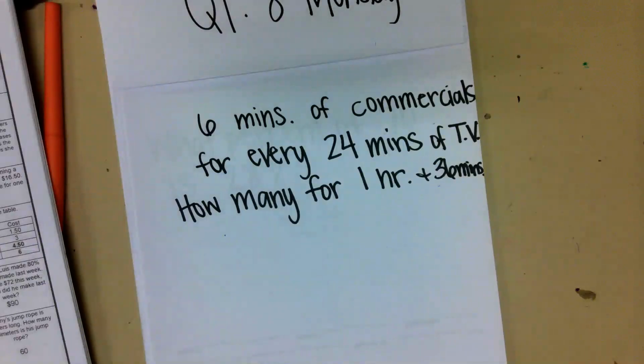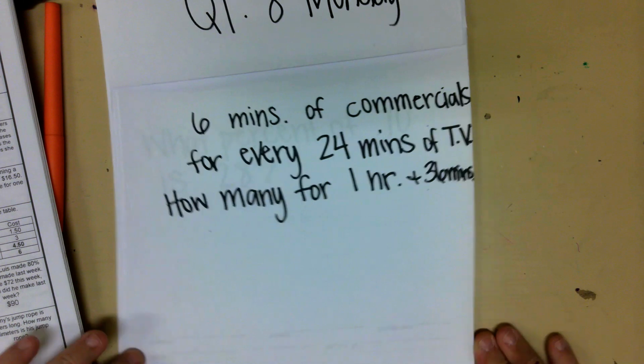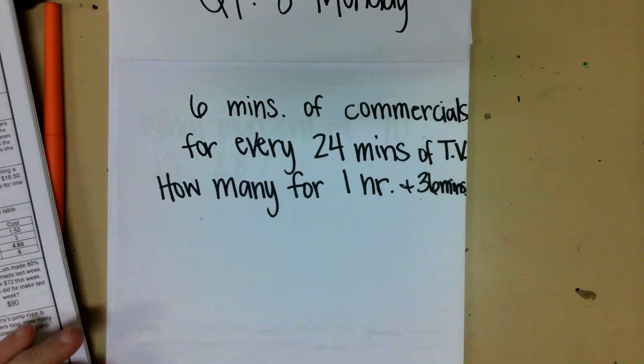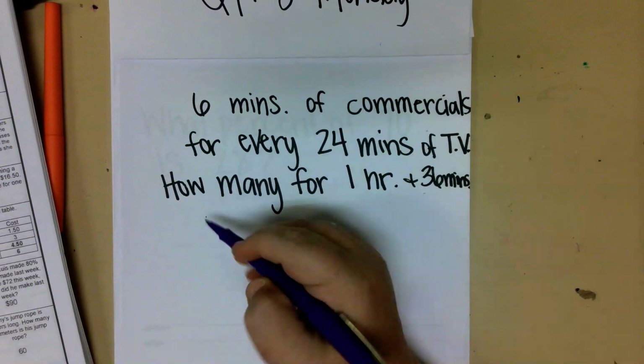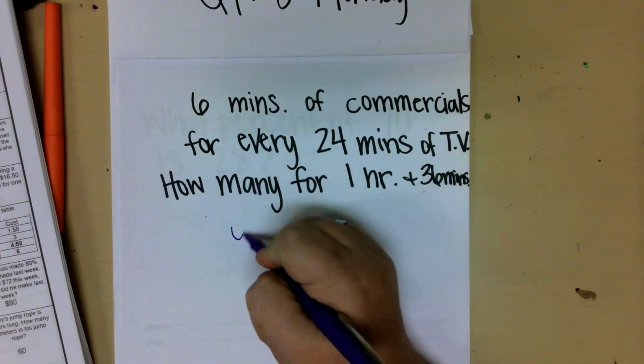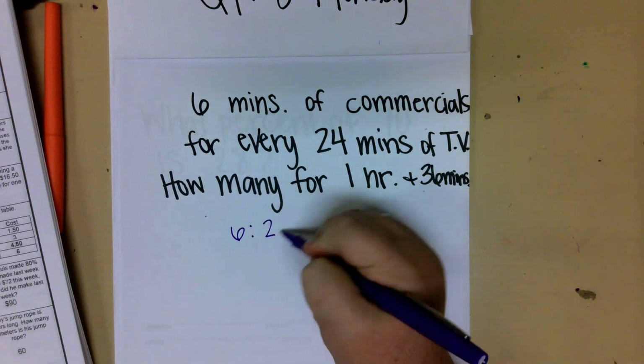Okay, there are 6 minutes of commercials for every 24 minutes of television. How many minutes of commercials are there in 1 hour and 36 minutes of television? There's going to be a couple of parts to this one. So first we have this ratio of commercials to TV of 6 to 24.